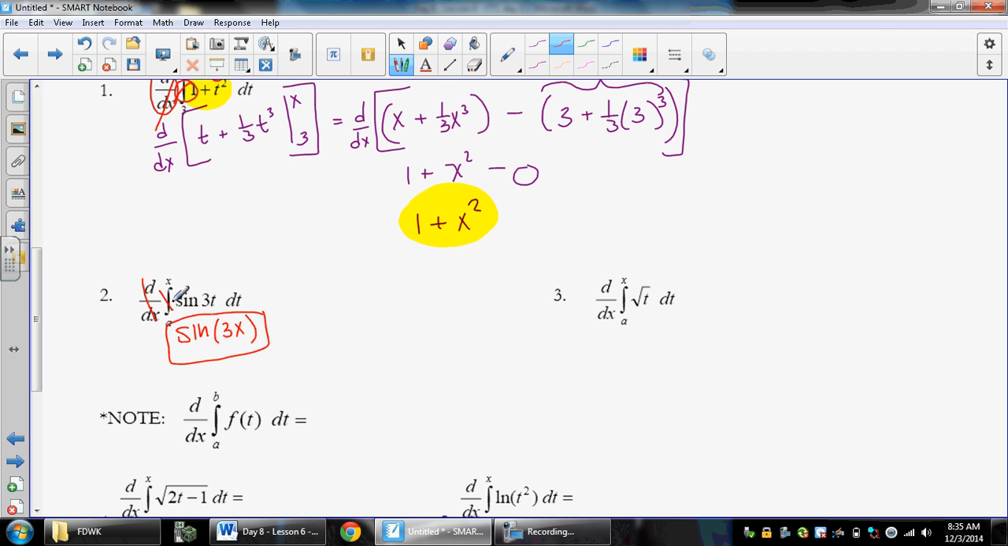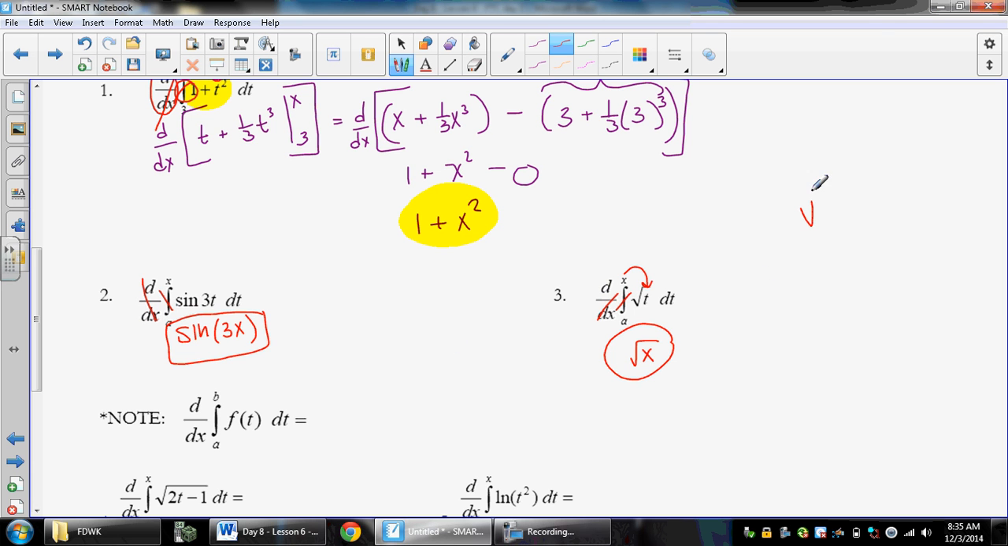The derivative and an integral cancel. The letter up here becomes the letter right there. So the derivative of an integral cancels and you get sine 3x. Same thing over here. The derivative of an integral, when there's an x on the top, the derivative and the integral cancel. The x jumps down in here, and I get the square root of x.